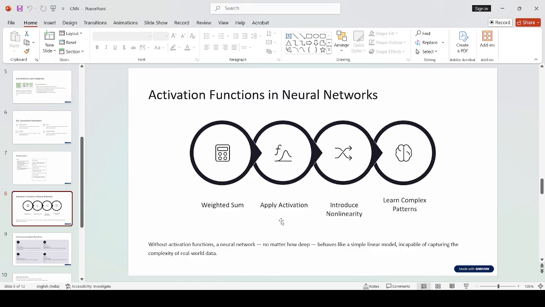The general process is: first, the input is multiplied by weights, then a weighted sum is calculated. Next, an activation function is applied. Finally, the activated result is passed to the next layer. This repeated process allows CNNs to learn increasingly complex representations.